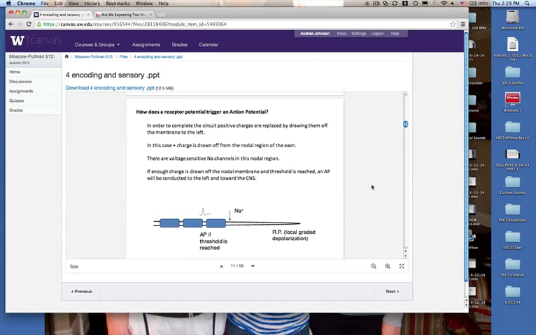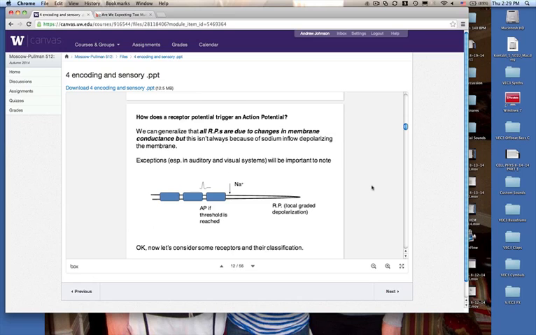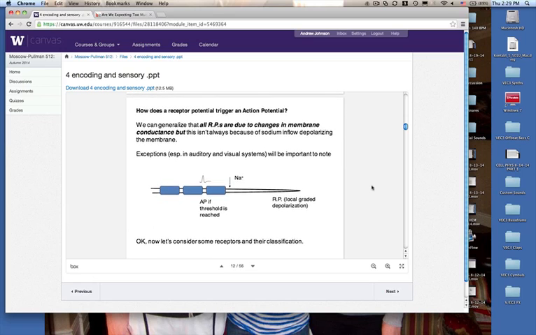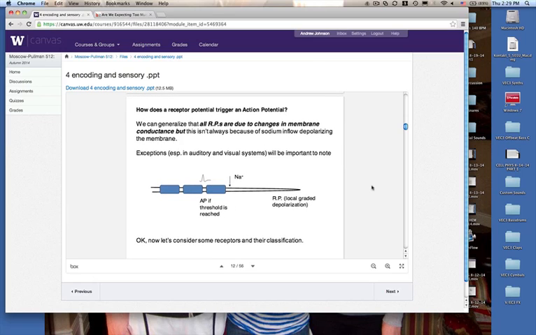You're drawing charge off the adjacent region, and if it's enough to cause these voltage-gated channels to open, then you'll induce the Hodgkin-Huxley cycle, and that receptor potential will be transmitted on. So that's the basics of the receptor potential. I've mentioned that they're all due to changes in membrane conductance, so this is really key, but what that exactly is can be different in different systems.